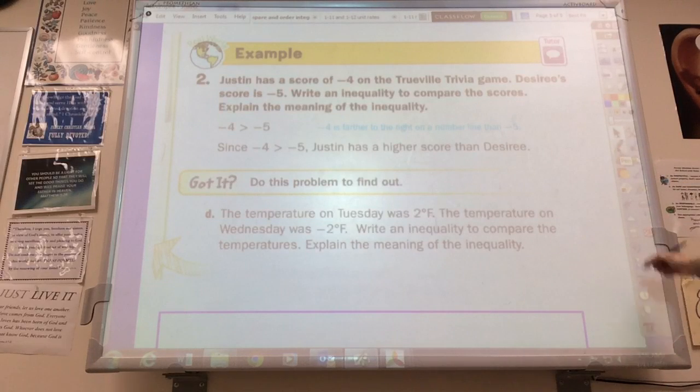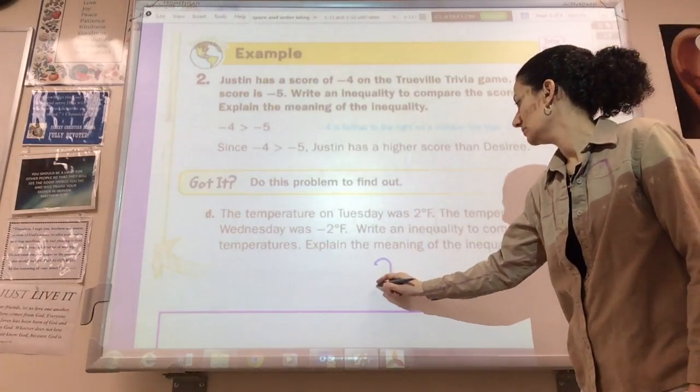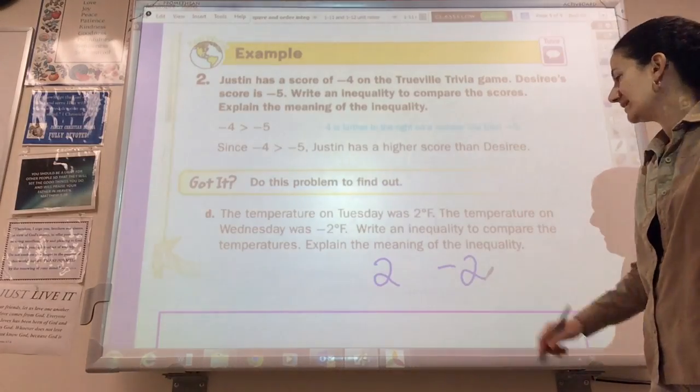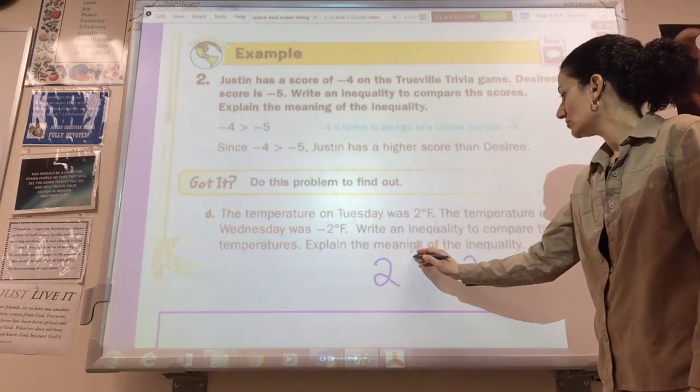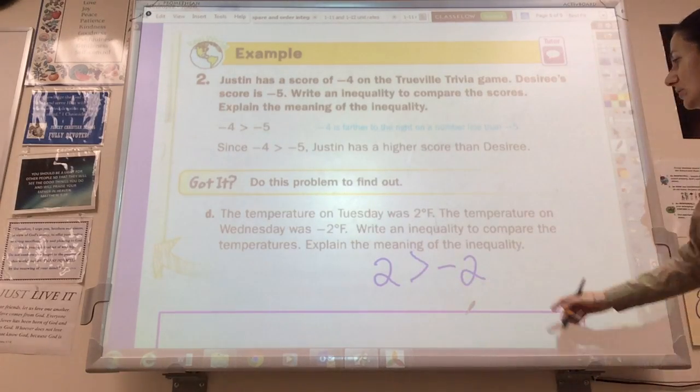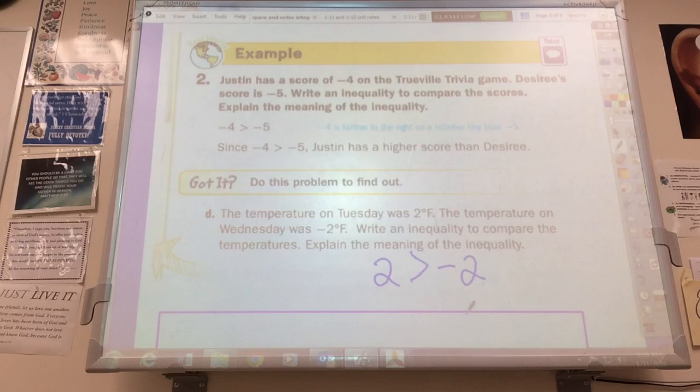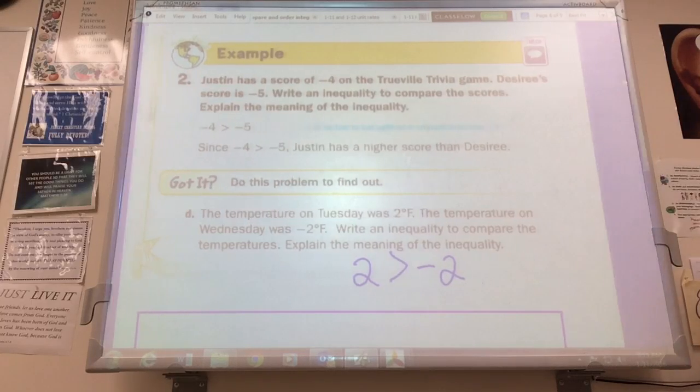All right, if we want to compare 2 and negative 2, this is pretty easy because this is positive and this is negative. So 2 is greater than negative 2. What does that mean? It means that 2 degrees Fahrenheit is warmer or greater than negative 2 degrees Fahrenheit.